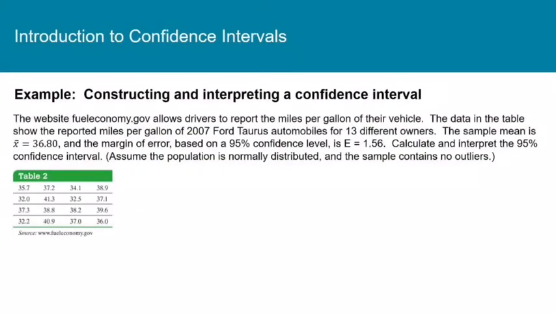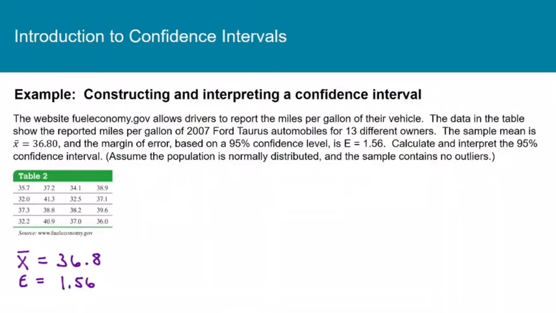Okay, now let's go back to our fleet of cars. So this is the same situation we had before, except now it says the sample mean is x bar equals 36.8, and the margin of error based on a 95% confidence level is E equals 1.56. Calculate and interpret the 95% confidence interval. So we know that x bar is 36.8, and we know that E is 1.56. Those were given to us.